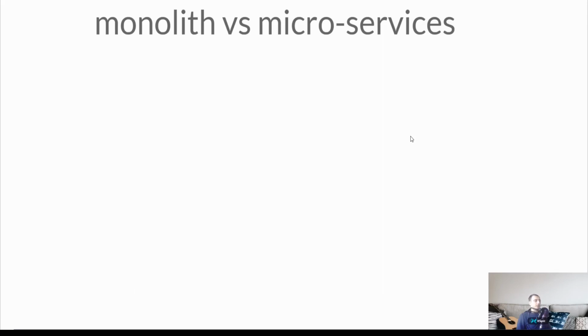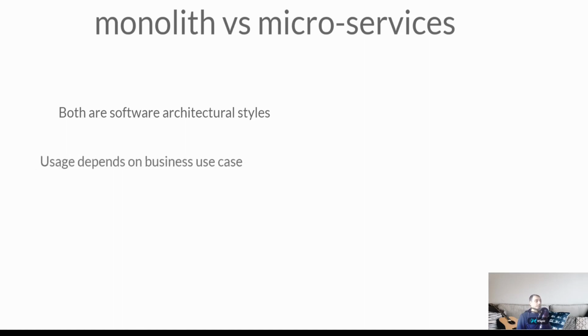Before we go into details and discuss both of these, firstly, let me say that both monolith and microservices are software architectural styles. These are the way we design our software. And usage depends on the business use case.